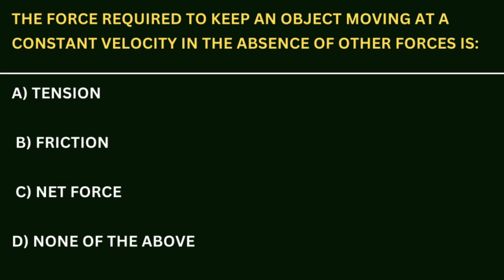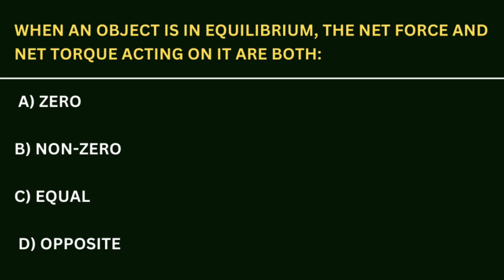The force required to keep an object moving at a constant velocity in the absence of the other forces is. Option D, none of the above. When an object is in equilibrium, the net force and net torque acting on it are both. Option A, 0.